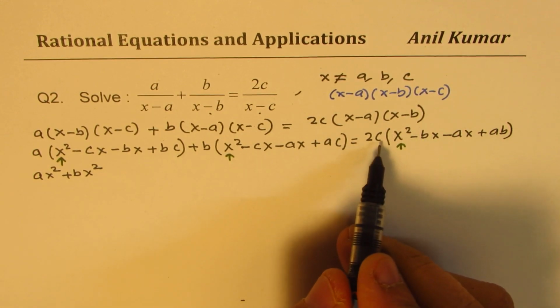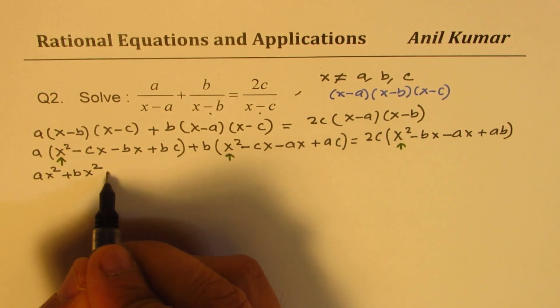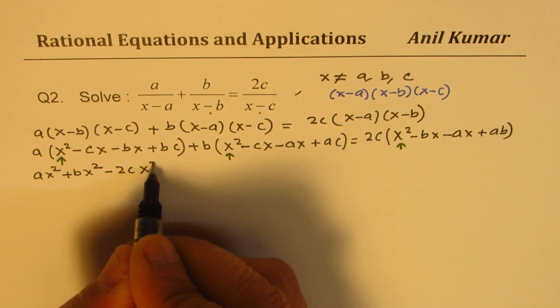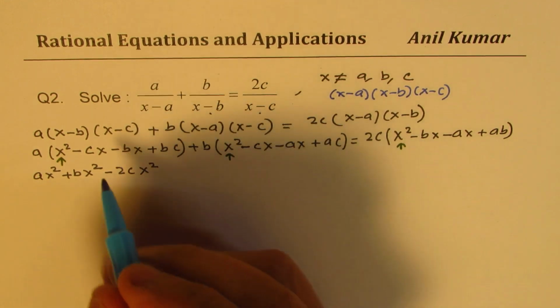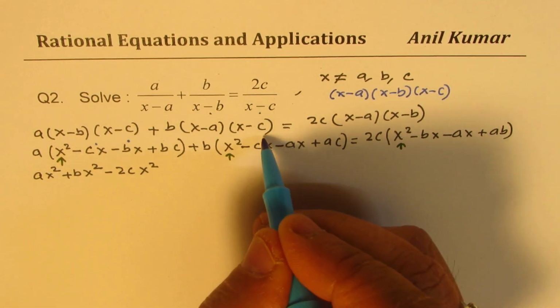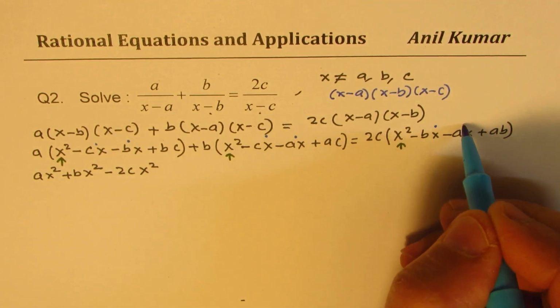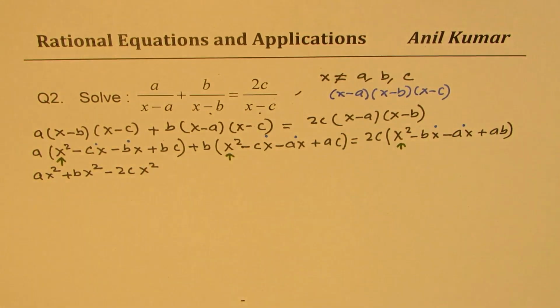And from here, minus 2cx squared, minus 2cx squared. So I'm combining this also, right? So I've taken care of this. Now, let me take all the terms which have x in it. So these are the terms which have x in it, and I'm bringing them to the left side.